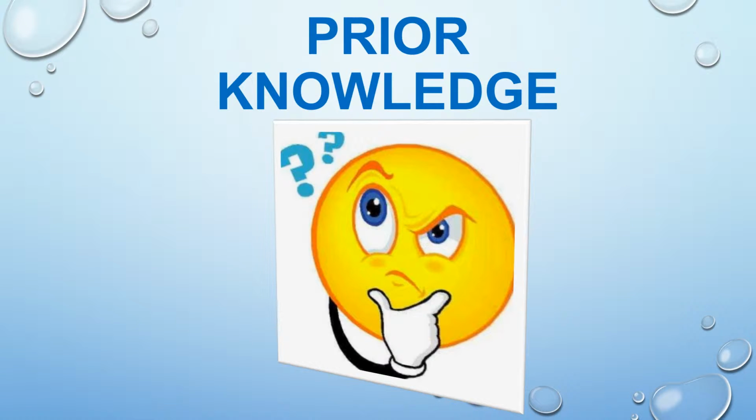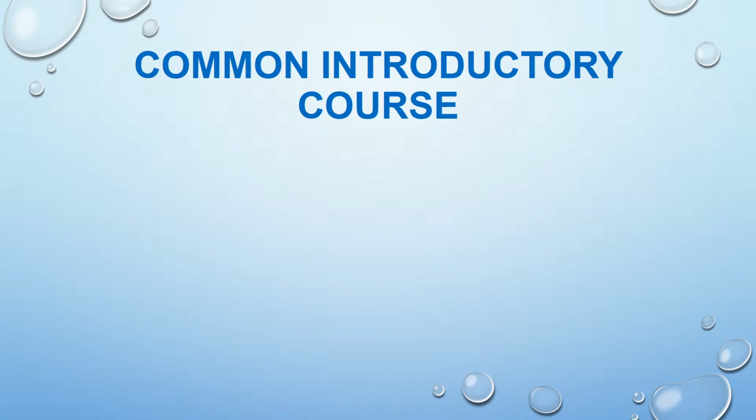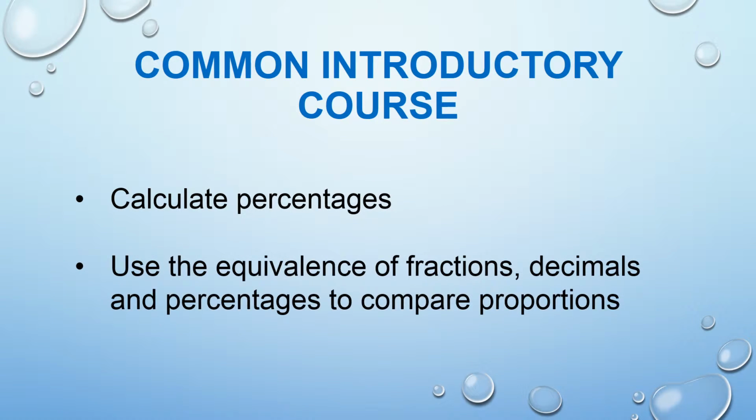As this topic plays a core part of the syllabus at junior cycle ordinary level, students will have gained a lot of knowledge in relation to the topic of financial maths, or applied arithmetic. During the Common Introductory course, which all students complete in first year, students will have been taught how to calculate percentages and also how to use the equivalents of fractions, decimals, and percentages to compare proportions.